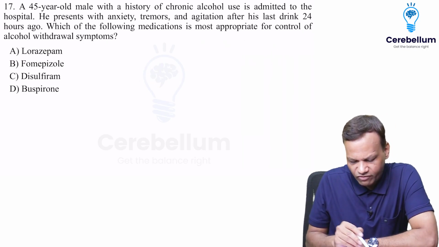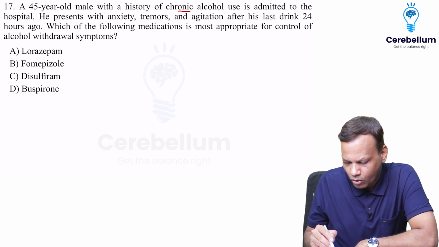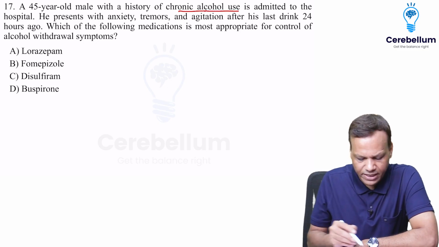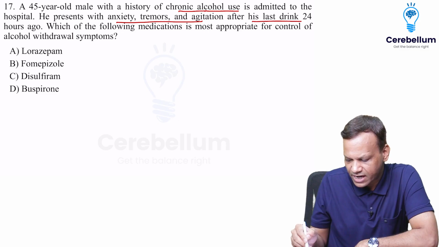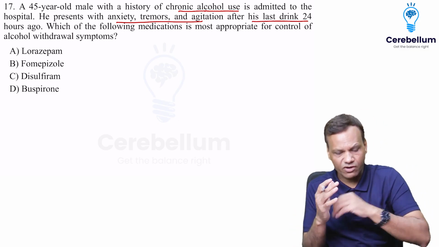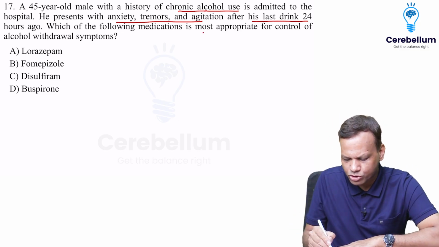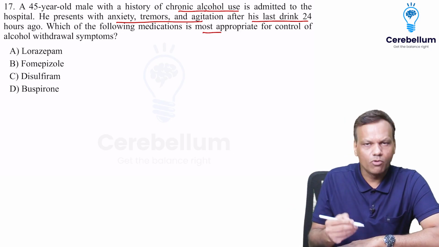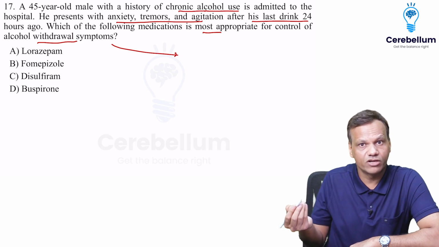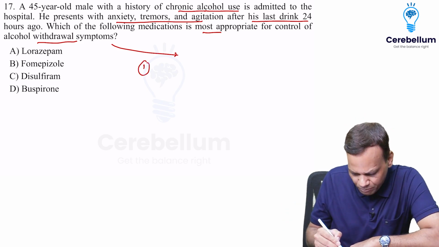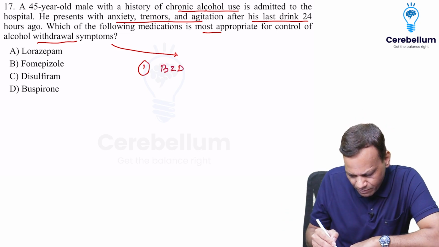Next question. A 45-year-old male with history of chronic alcohol use is admitted to the hospital. He presents with anxiety, tremor, agitation after his last drink 24 hours ago. So that means these are withdrawal symptoms. So which is most appropriate for withdrawal symptoms? So most appropriate drug for alcohol withdrawal symptoms. So how to manage alcohol withdrawal syndrome? Number one, we give benzodiazepines.